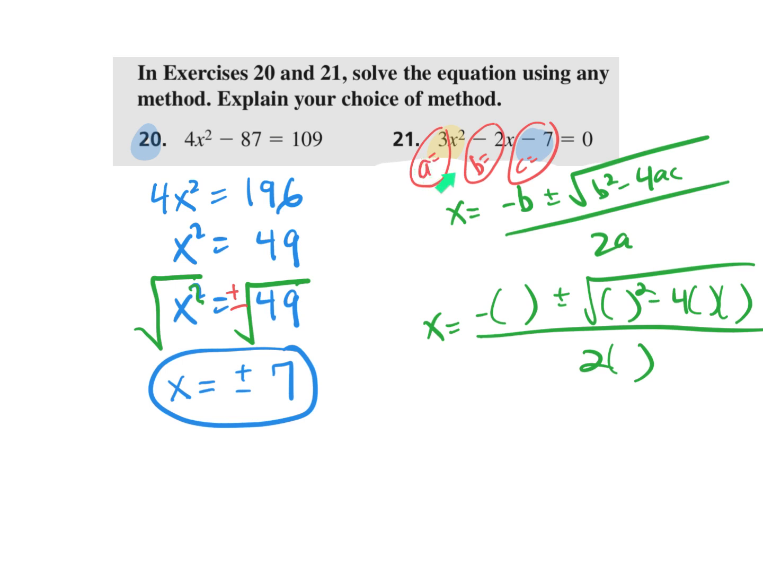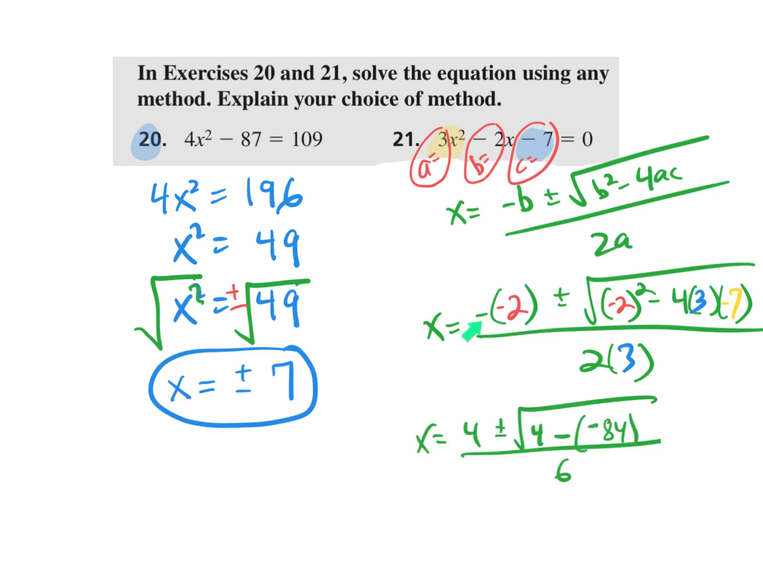So A is 3, B is negative 2, and C is negative 7. We'll substitute those values in. B is negative 2, that'll go here and here. A is equal to 3. We'll substitute 3 here and here. And C is negative 7, which we'll substitute here.